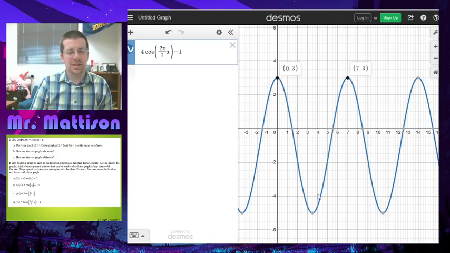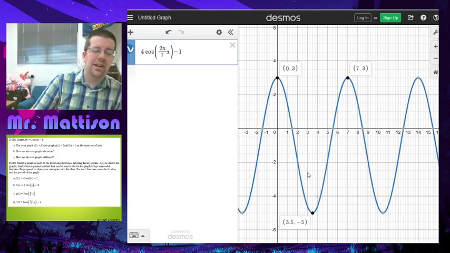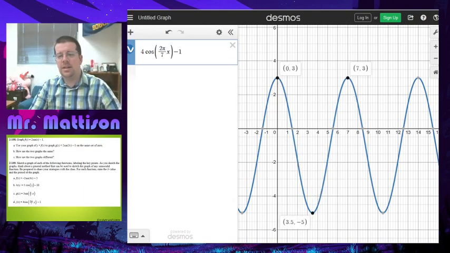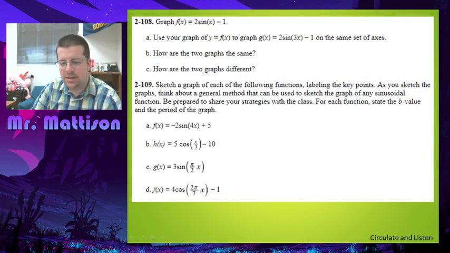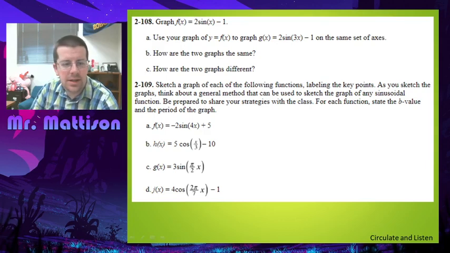So we're seeing those. And then again, once I have those, it's halfway between those for those key points there and there. All right, awesome. Let's hop back over to this.